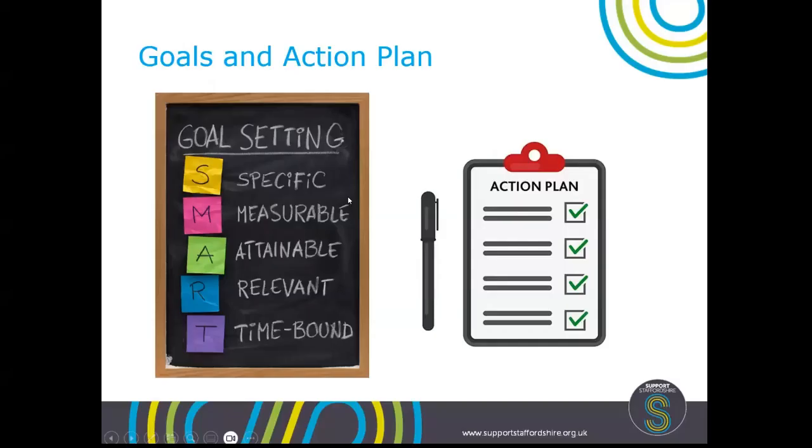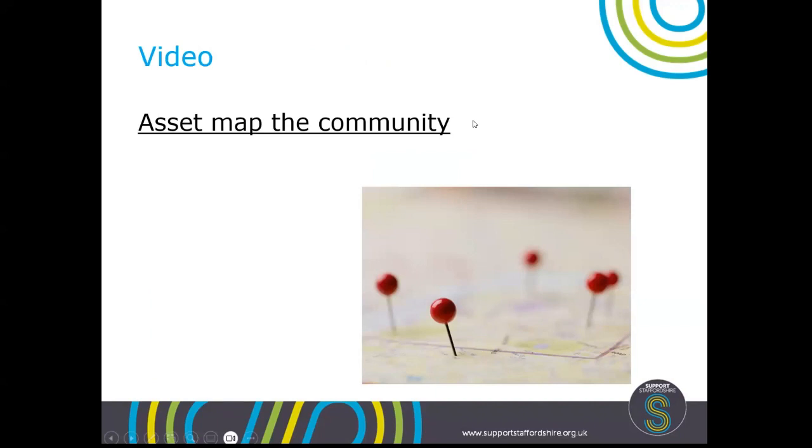So once we've got our goal, we've had our conversation, we've built an action plan, we can then look at the assets that we've got in the community to support the action plan, to see if there are things around us. This is called asset mapping. So I've just got this little video which will show you what asset mapping is. It kind of explains it better.